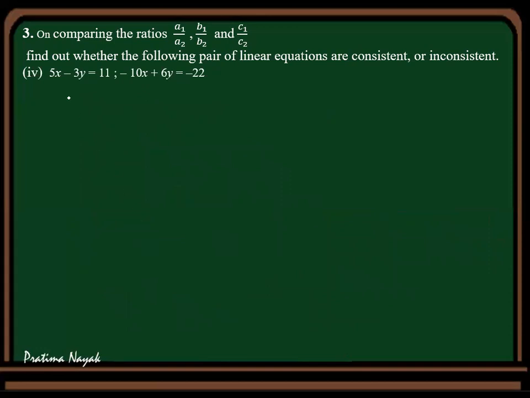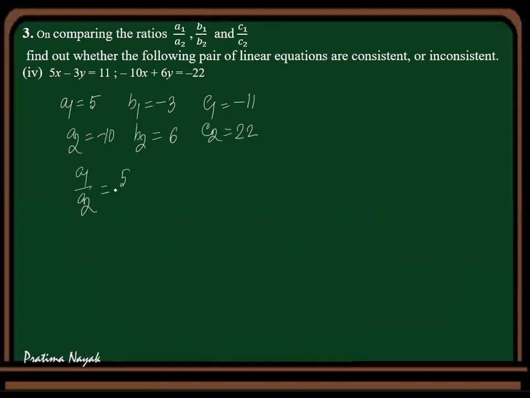Part 4. A1 is 5, B1 is minus 3, C1 is minus 11. A2 is minus 10, B2 is 6, C2 is 22. Then A1 by A2 is equal to 5 upon minus 10. It will be minus 1 by 2.